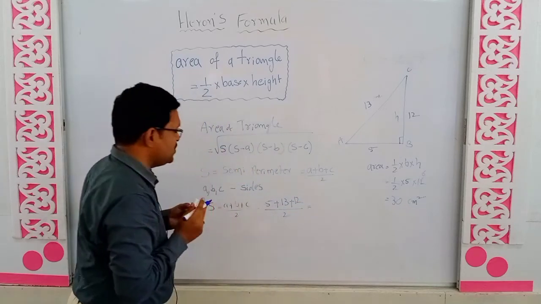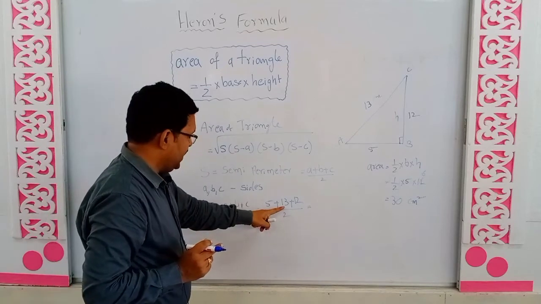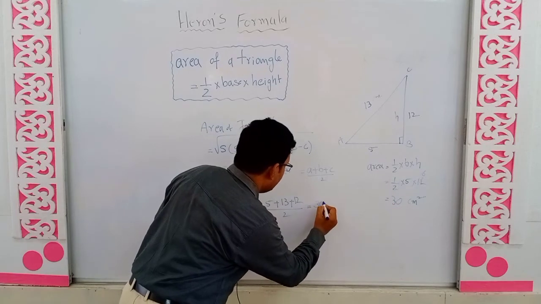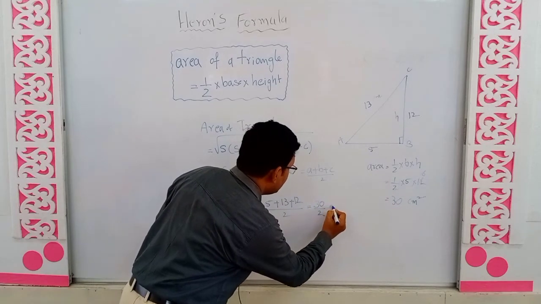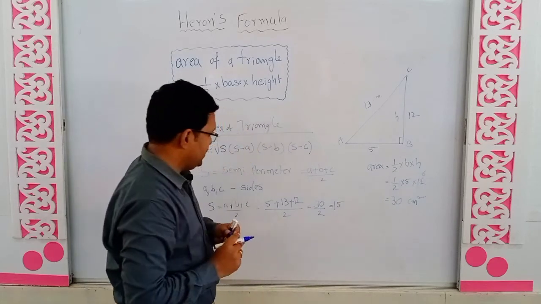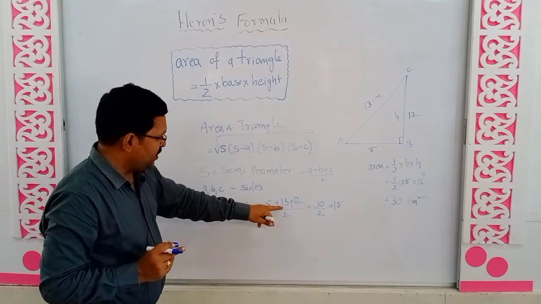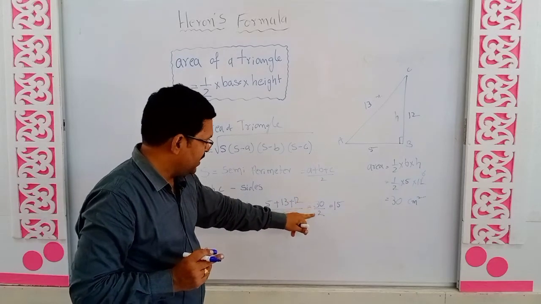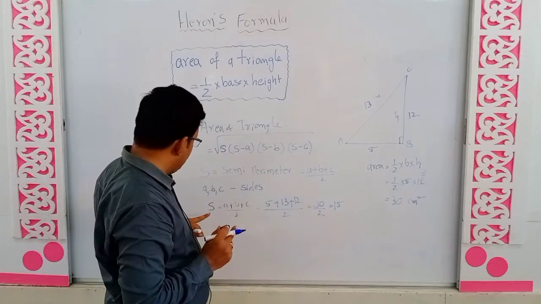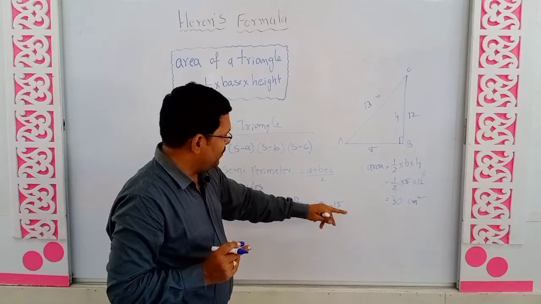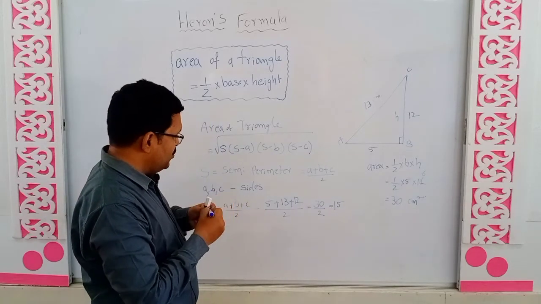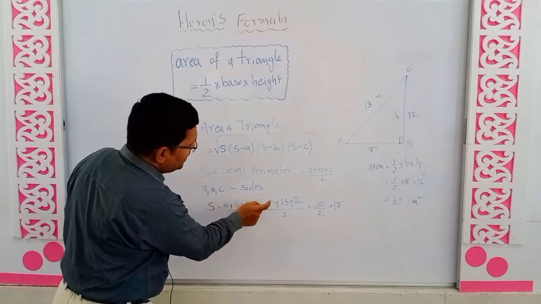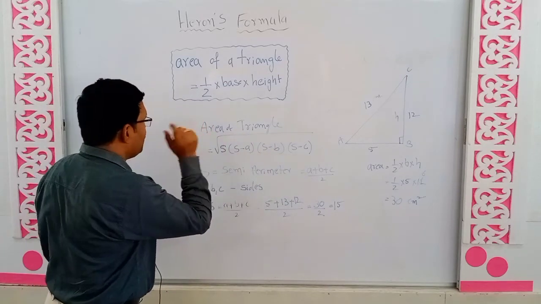So what is this? 13 plus 5, 18, plus 12, 30. 30 by 2 is equal to 15. Is it okay? So the s value is 15. Now we know s, and we know a, b, c. What are the a, b, c sides? 5, 13, 12. So let us apply this formula.